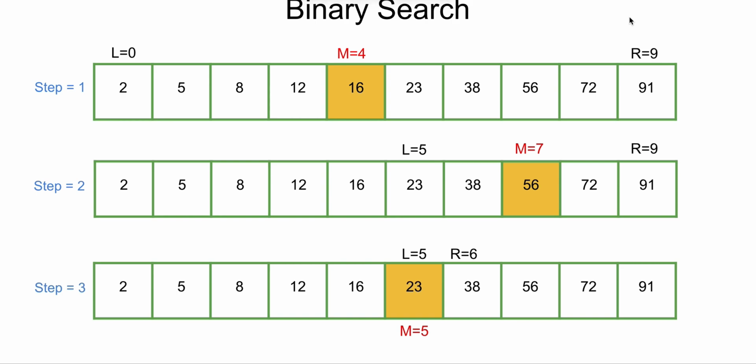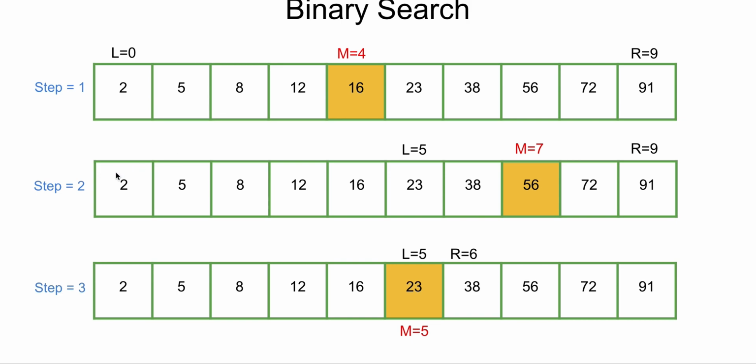Let's now go step by step over the example and find the target value. For the first step, the leftmost index is 0 and the rightmost index is 9. So the pivot value is at index (0 + 9) / 2, which is 4. The value at index 4 is 16. And if you compare it with the target value, we can see that the target value is greater than the pivot value. And we know that the array is sorted in ascending order. So we need to search for the target value on the right side of the pivot value.